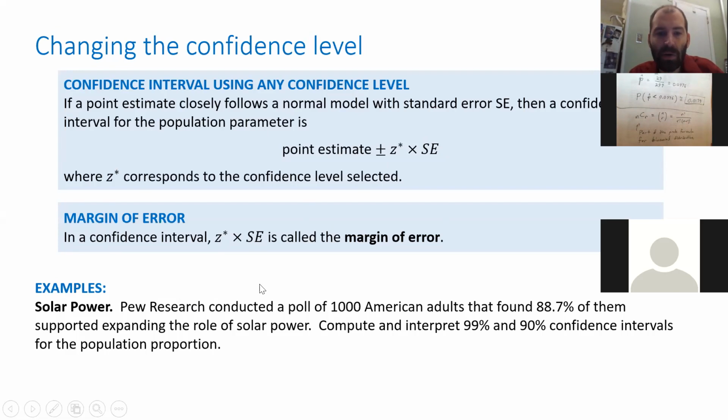Okay, so let's go ahead and do, for this example down here, the solar power example, let's compute a 99% and a 90% confidence interval. Okay, looks like the same problem we had before. It's just that we're computing a different confidence interval, a different type. Okay, so let me go back to our examples.